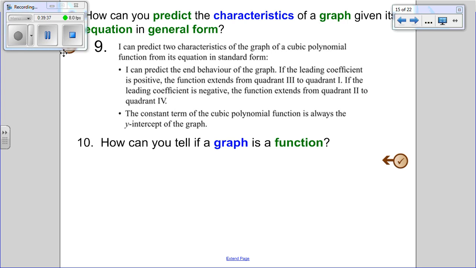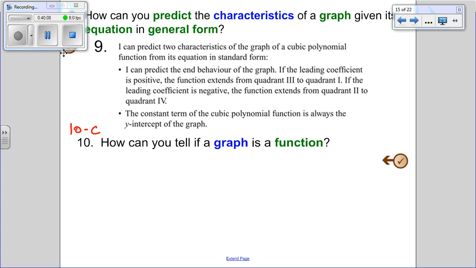Good review question. A little bit of math 10C in here for question 10. How can you tell if a graph is a function? Yeah, the straight line test or the vertical line test, same thing. So if you take any graph and you run a straight line across it, if that straight line crosses that graph more than once, then it's not a function. So we call that the vertical line test. So we say if it passes the VLT.